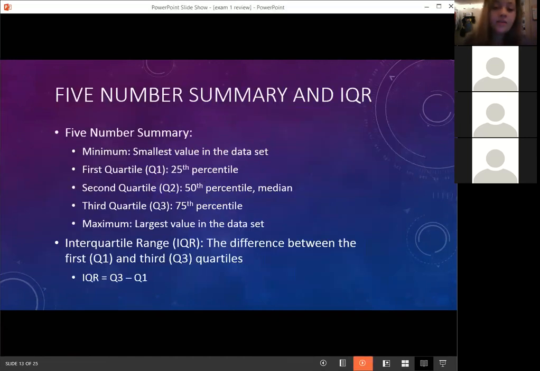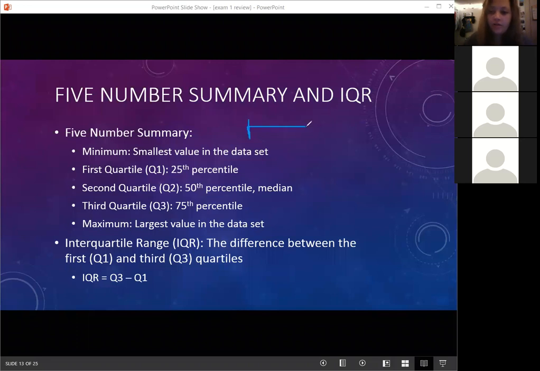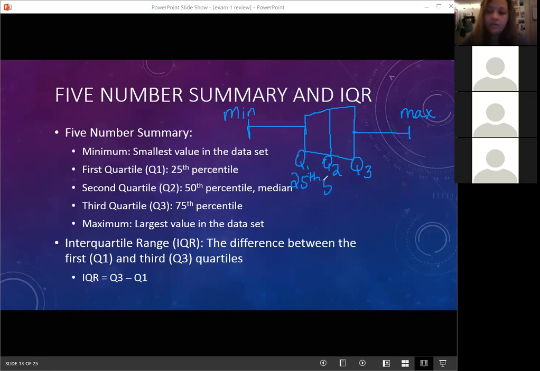So the 5-number summary is something we use often. It's very easily seen on a box plot. If I were to draw just a random box plot and draw the 5-number summary, we'd have our minimum and our maximum, and then we'd get our Q1, our Q2, and our Q3. Q1 is going to be the 25th percentile, Q2 is going to be the 50th, and Q3 is going to be our 75th percentile.